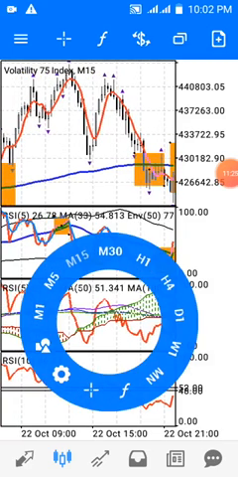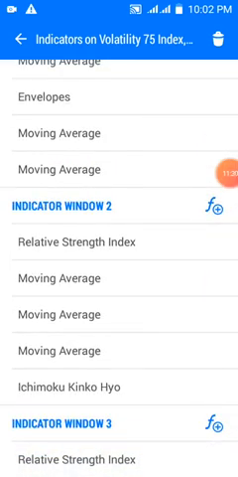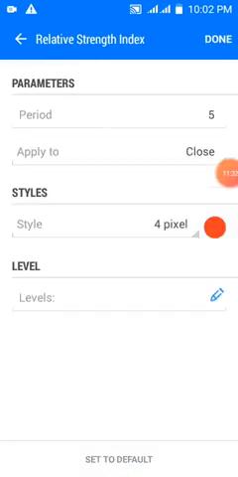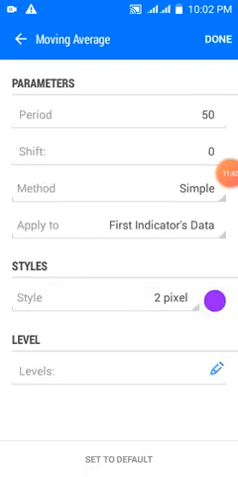So let's look at the settings for indicator window 2. We have the relative strength index, 5 period, apply to close, color is red. In indicator window 2, we have a moving average 50 period. The method is simple, applied to first indicator's data, and the color is purple.